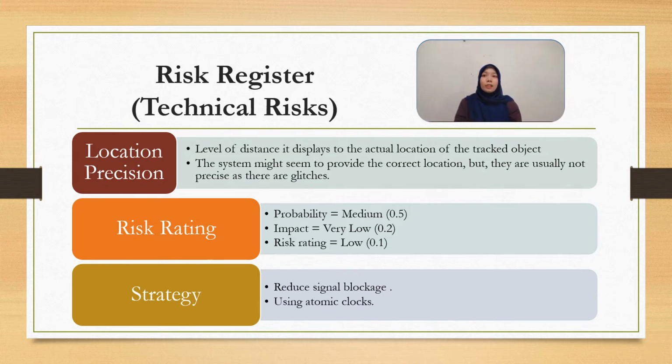The risk probability is medium and the impact is very low. This is because usually a very precise location is not needed, and that's why the risk rating is low, which is 0.1. Some strategies that can be used are, firstly, we can reduce signal blockage such as mountains and buildings, and we will also use atomic clocks.